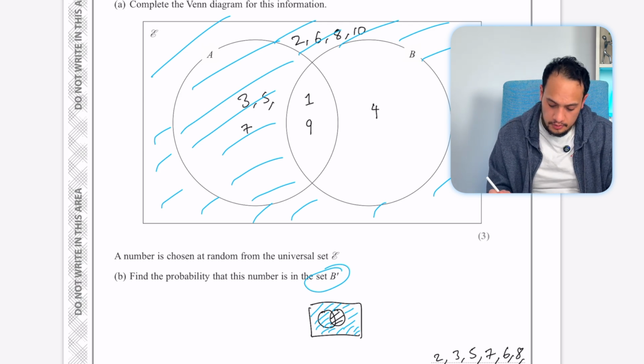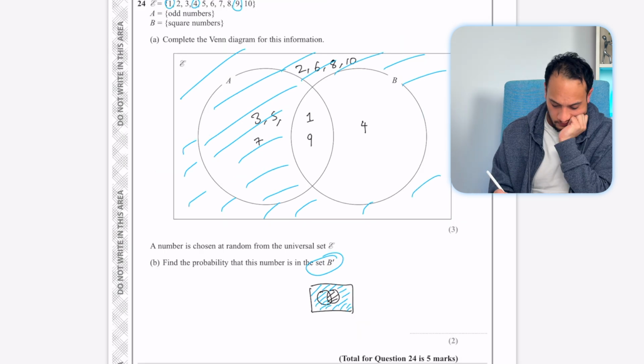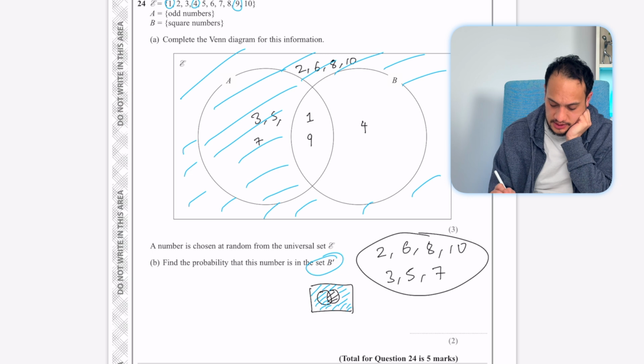And that will be correct, I think, as far as I'm aware. So just to make that clear, if you've got 2, you're looking at those regions with the blue in it. So 2, 6, 8, 10, you've got 3, 5, and 7. Now in total, this is 7 of the 10 values, because you've got 1 to 10.